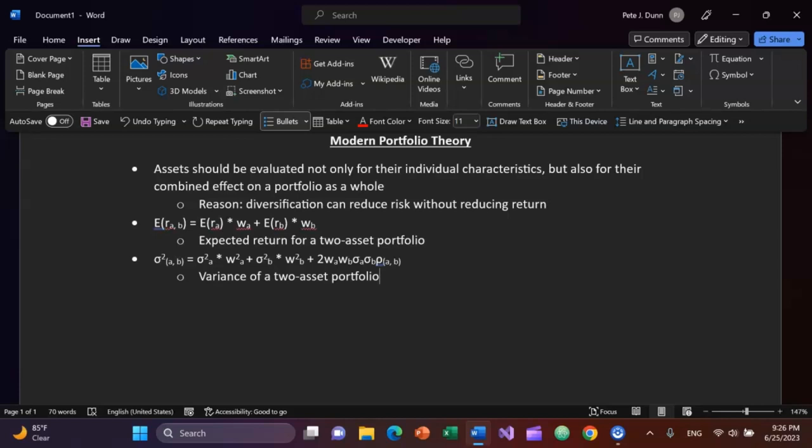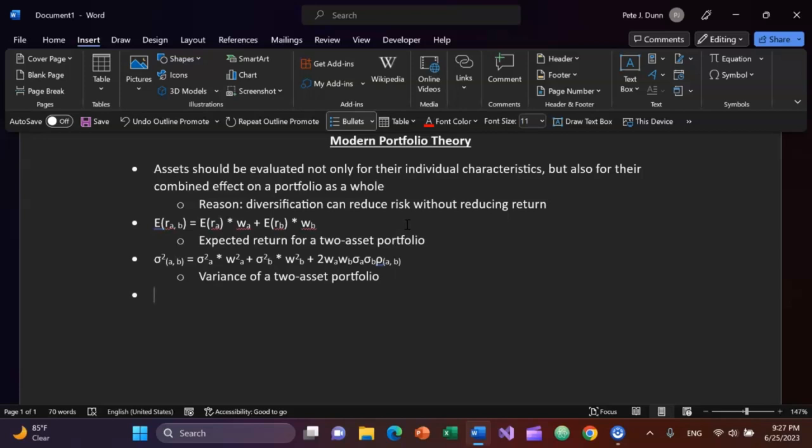And that rho value represents the strength of the directional relationship between the returns of asset alpha and asset bravo. Correlation coefficients always range from negative one to positive one. If you have two assets, alpha and bravo, that are perfectly negatively correlated, the correlation coefficient of the returns is negative one, you can create a risk-free portfolio.